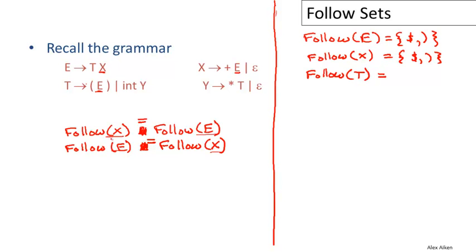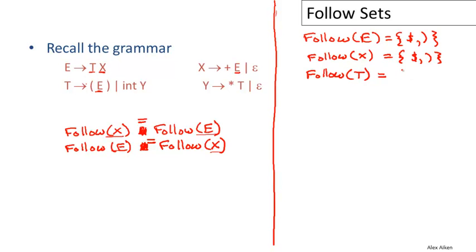All right, so what's going to be in the follow of T? Well, we have to look at where T is used in the grammar. So T is used in two places. The first one is here in the first production. And so what's going to be in the follow of T? Well, it could be anything that is in the first of X, because X comes immediately after T.